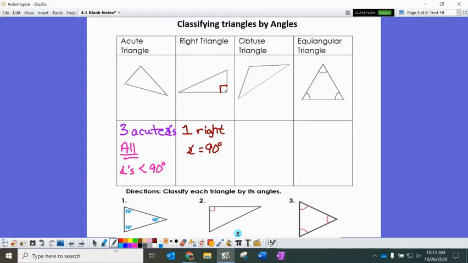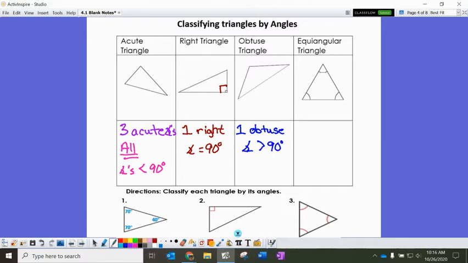The next one is an obtuse triangle, and kind of the same kind of thinking. An obtuse triangle only has 1 obtuse angle. Do you remember what it means to be an obtuse angle? An obtuse angle is greater than 90 degrees. So I'll put that on the next row so I have a little more room to write it there. 1 obtuse angle, which means it's greater than 90 degrees.